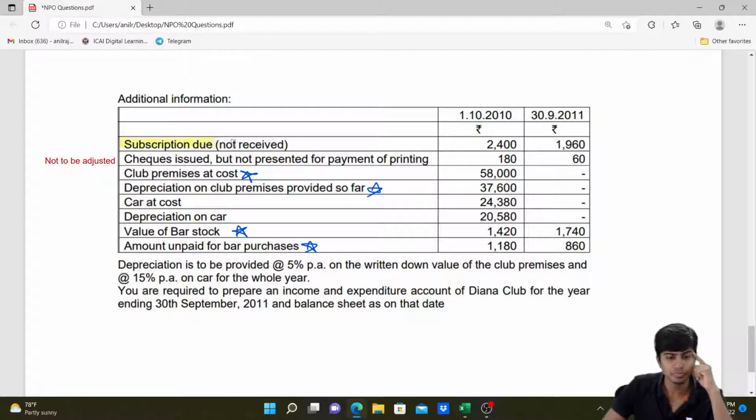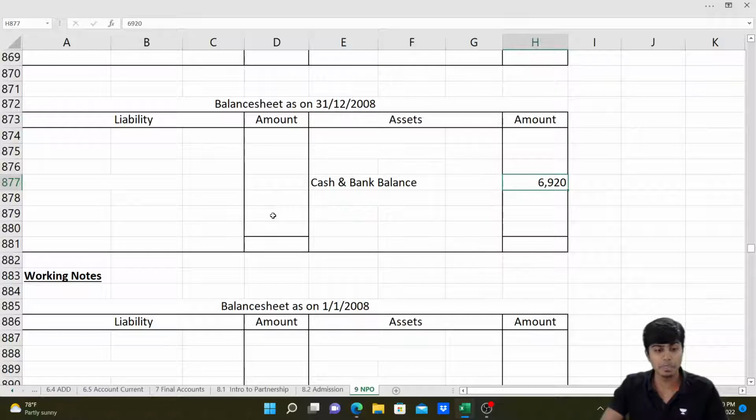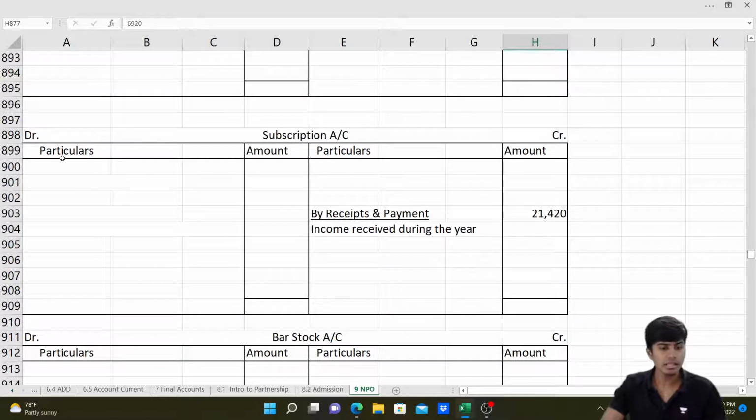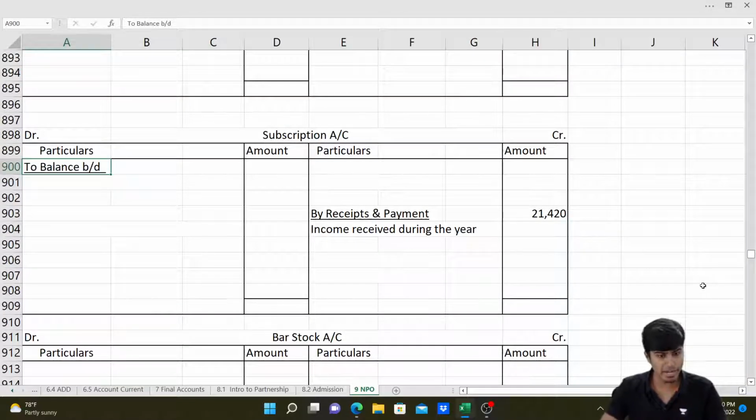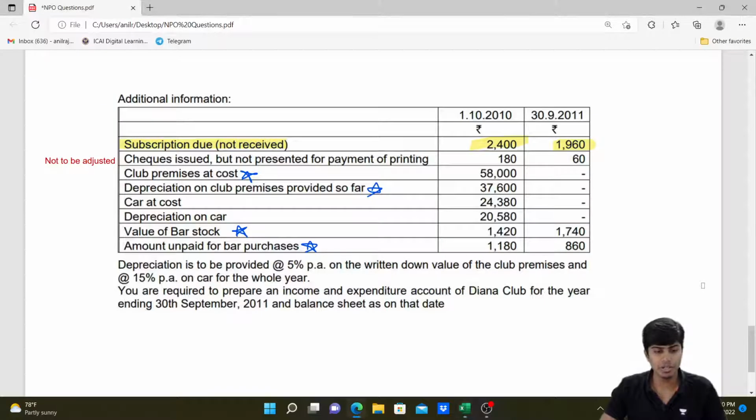Subscription due but not received. Opening is 2,400, closing is 1,960. So opening subscription is 2,400, closing subscription is 1,960. Let's write this in our subscription account. Subscription due is an asset, so the opening balance goes on the debit. Opening subscription due is how much?